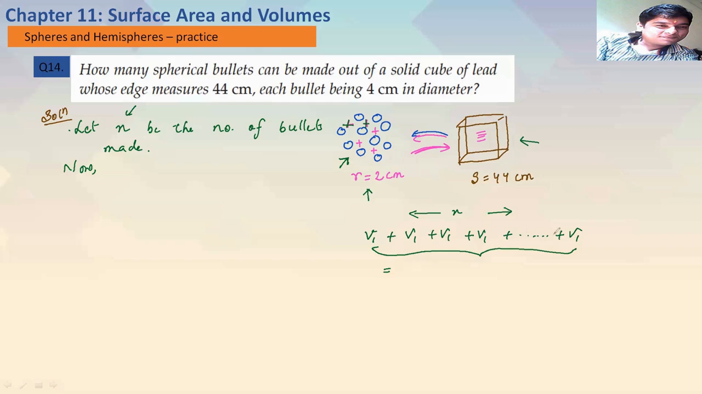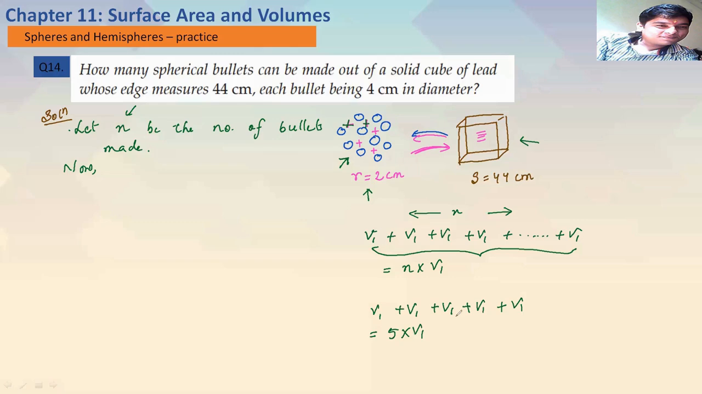So it is going to be n times V1, okay? Suppose you had just 5: V1 plus V1 plus V1 plus V1 plus V1. Can you write it as 5 times V1?